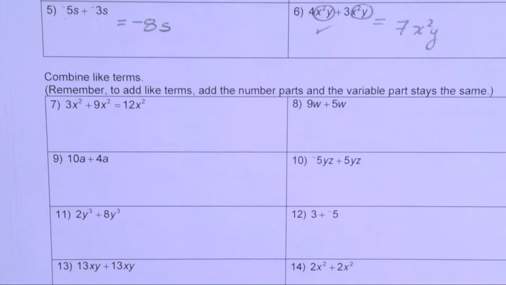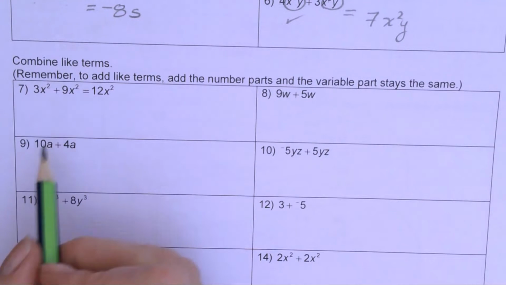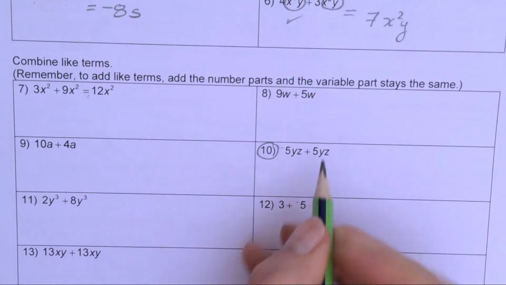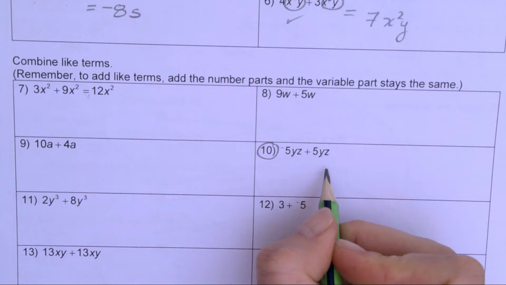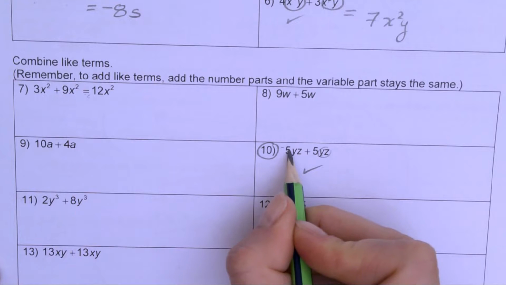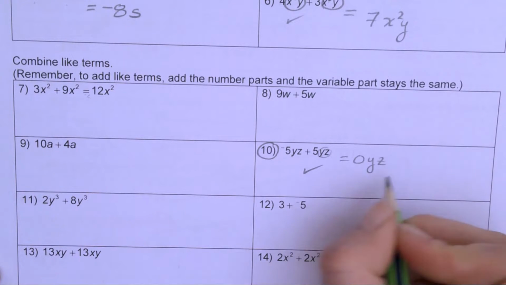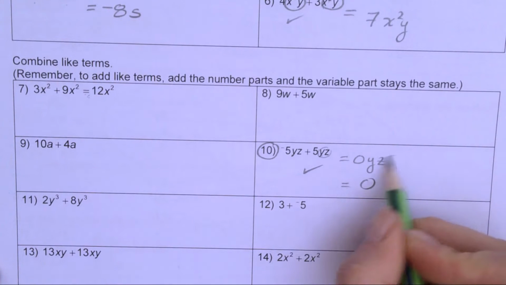So now it just says combine like terms. So I'll do a few of them. This one's already done for you. What about 10? yz, yz. Both the same, so they're like terms. So I have 5 yz and I lose 5 yz, so I have 0 yz. But we don't write it like that. We just go 0. I have 0. I don't write it like that.